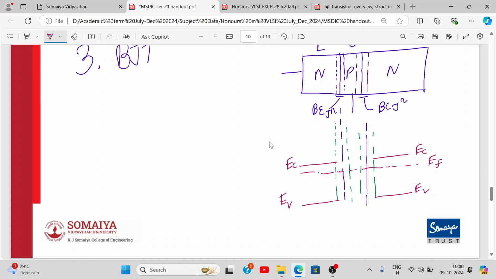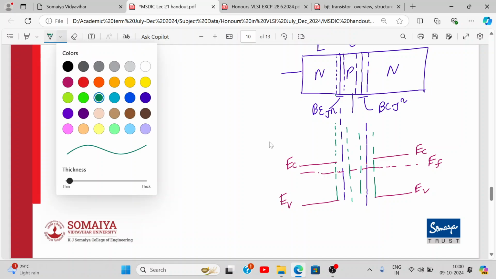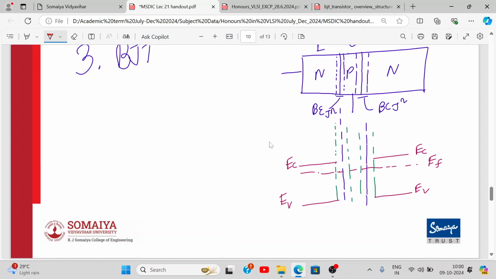Now for the P region, where will it come? It will be close to here, but where? From here to here, right? This is EV and this will be EC. Yes or no? And if I join together, this is how the diagram will look. So this is the energy band diagram of an NPN BJT under zero bias.